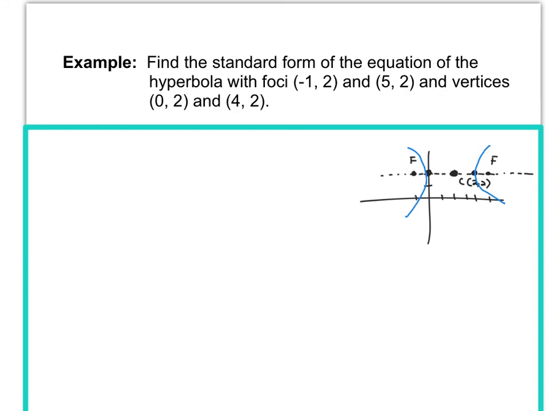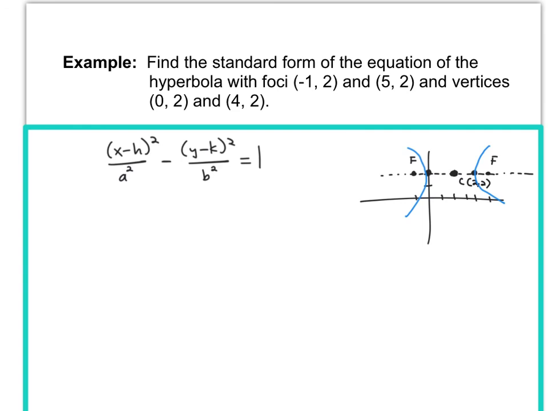And if I know that they're opening left and right, then I know what the basic equation is going to be. My basic equation is x minus h quantity squared, minus y minus k quantity squared, and it always equals 1. And the a squared is always going to be the one that's listed first because it is the one that gives me the transverse axis.